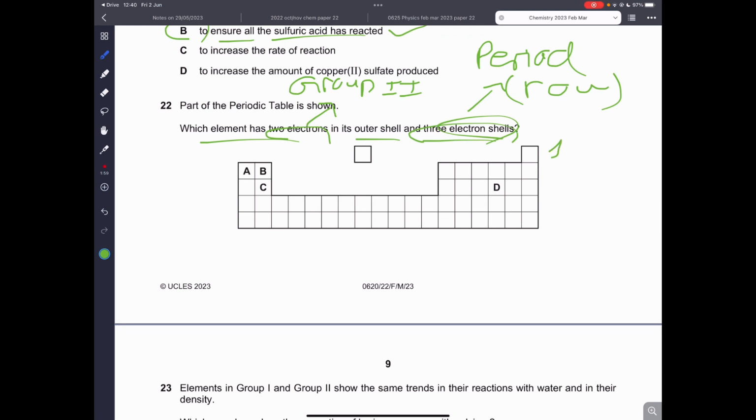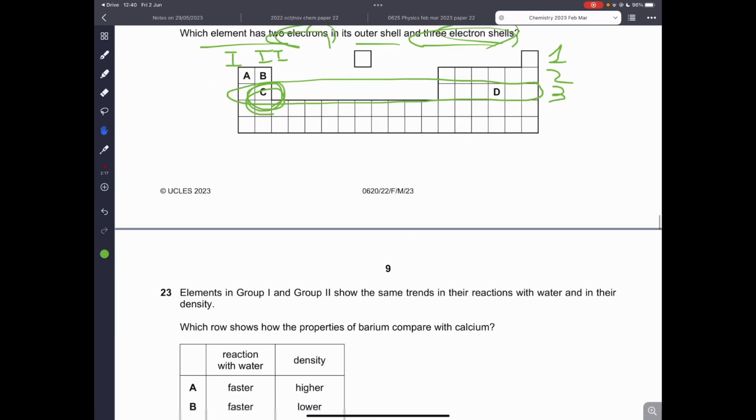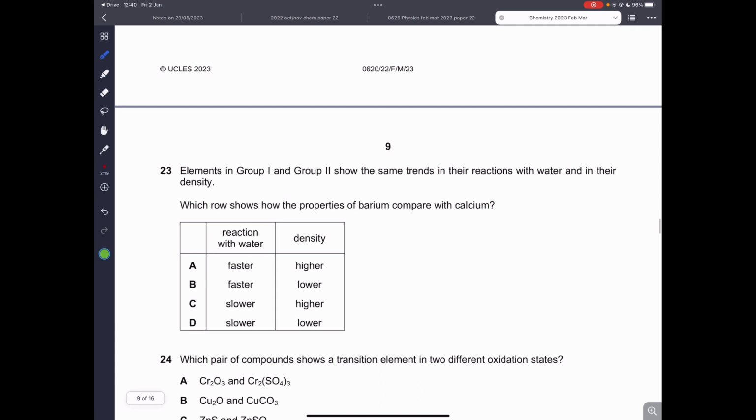Okay, so this is period 1, period 2, period 3. So we have to look at this row. So A and B are not possible, only C and D are possible answers. And then which has 2 electrons in its outer shell? This has got to be C, because C is in group 2, group 1, group 2. So C is the correct answer.